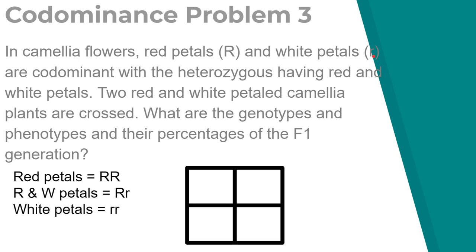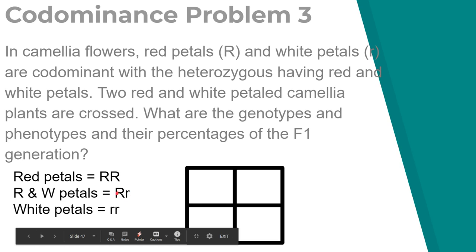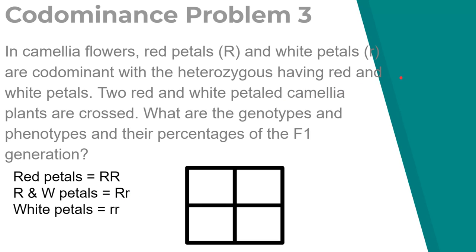Next, step 2, we need to show what we are crossing. So we are crossing 2 red and white petaled flowers. So that means that we are crossing 2 of these. So we are crossing a big R, little r with another big R, little r.